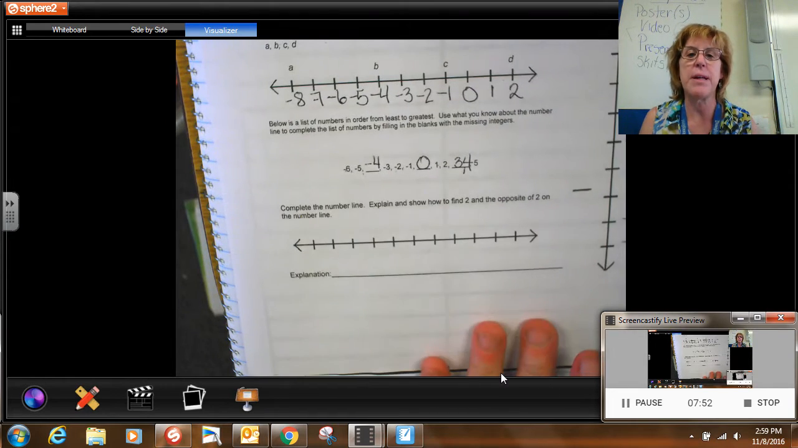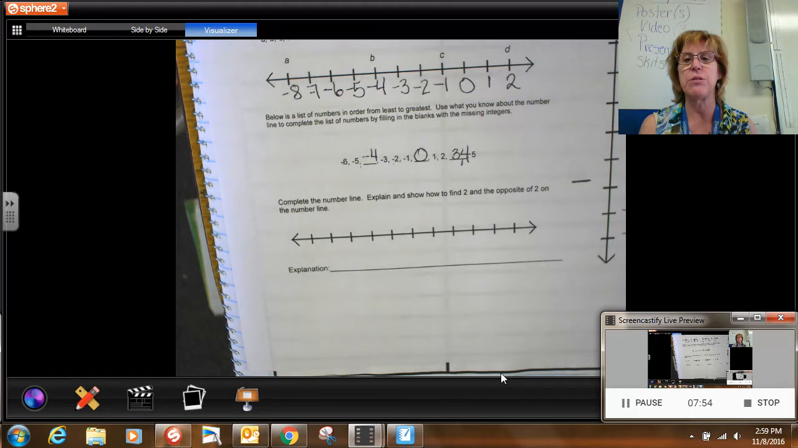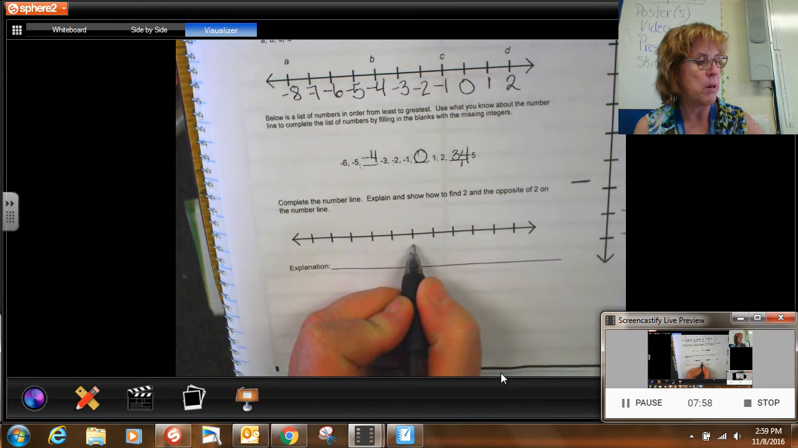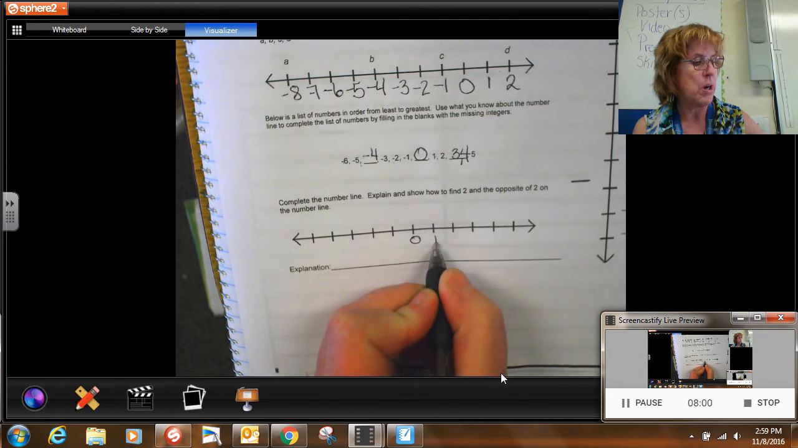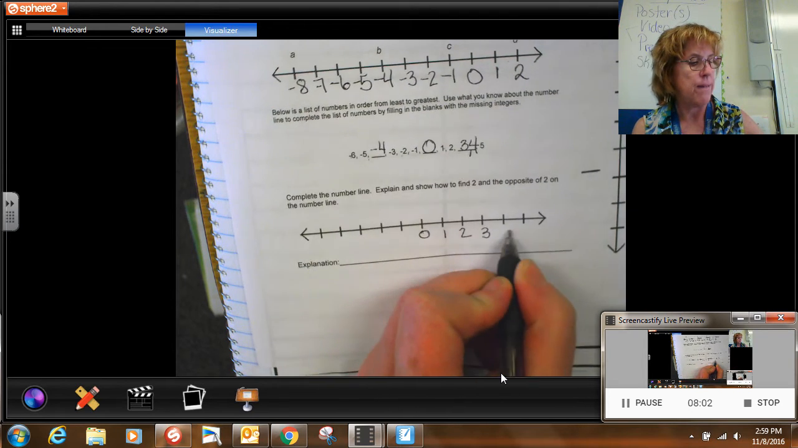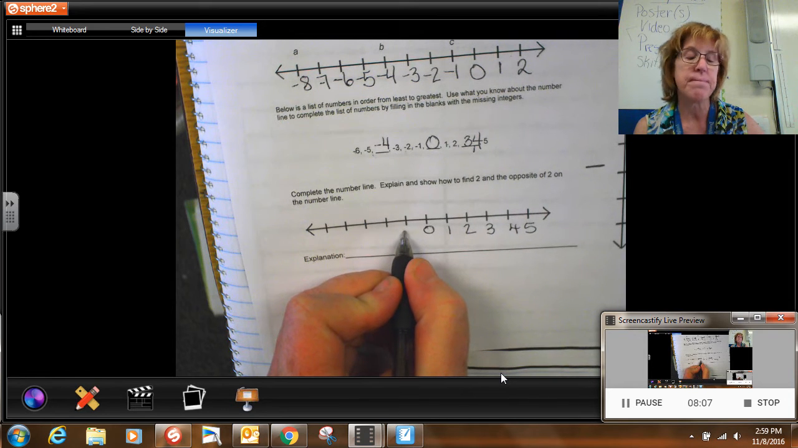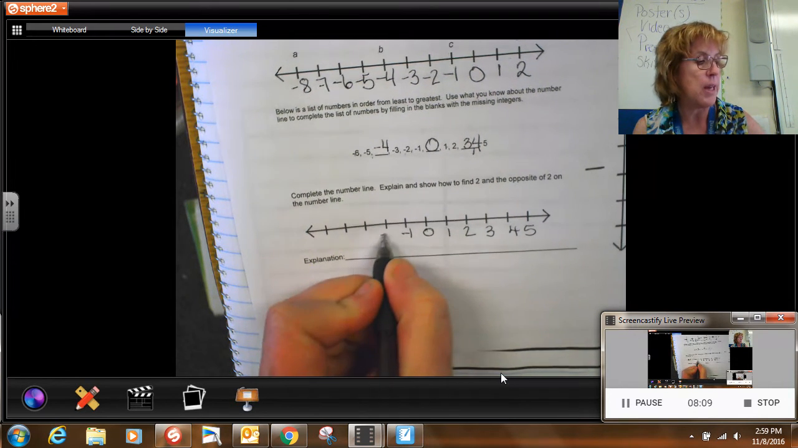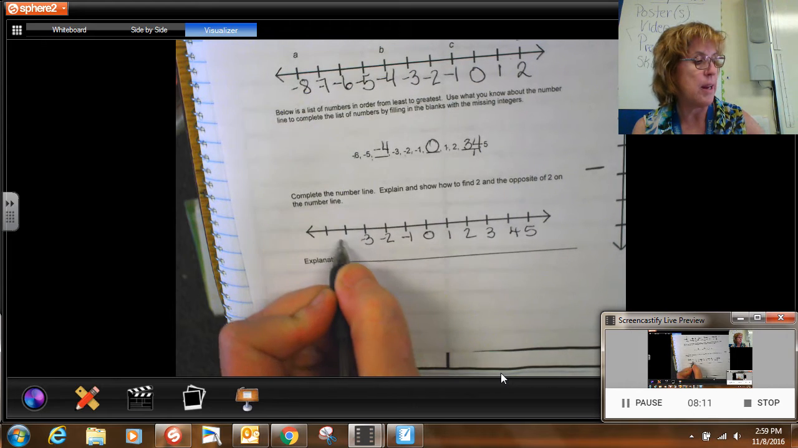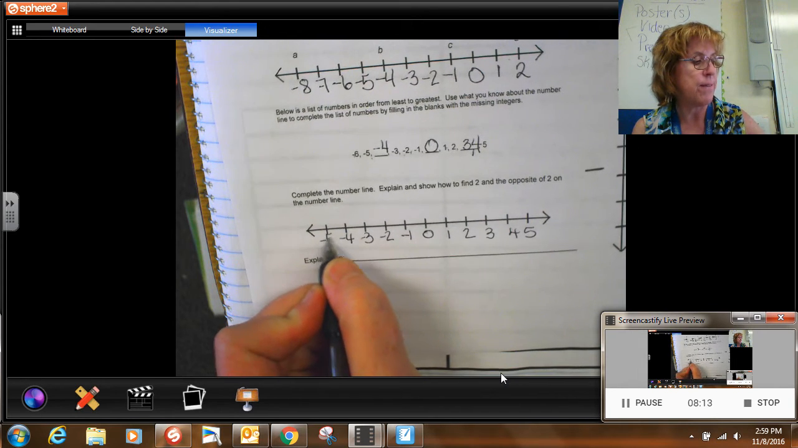All right, it says complete the number line. Explain and show how to find 2 and the opposite of 2. Okay, let's do the number line. Here we go. Here's 0, 1, 2, 3, 4, and 5. And let's do the opposite, which is -1, -2, -3, -4, and -5.